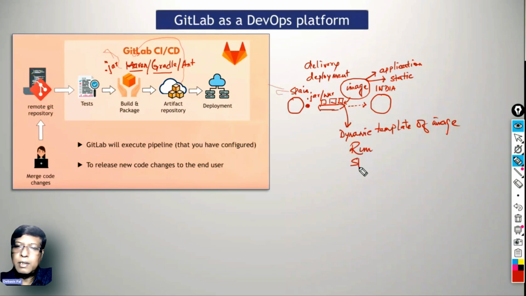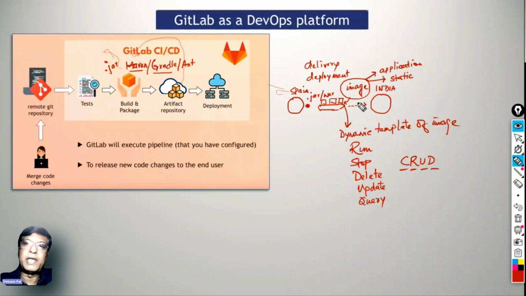You can stop it. You can delete it. You can update it. All these things can be done. You can query it. So all the CRUD operations, create, read, update and delete, can be performed on a dynamic part of the application, which is a container. A container can be moved from this port to this port.